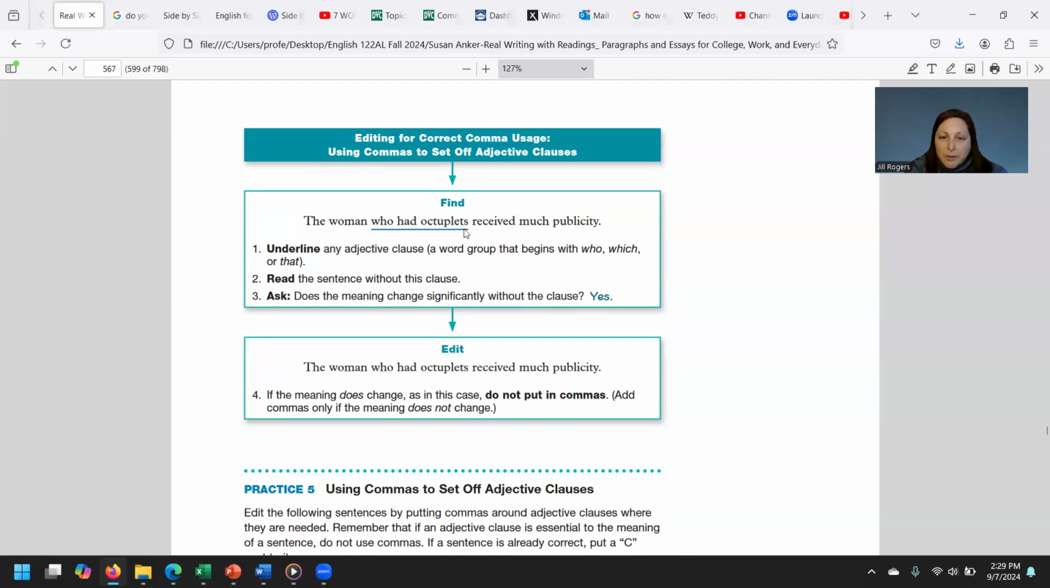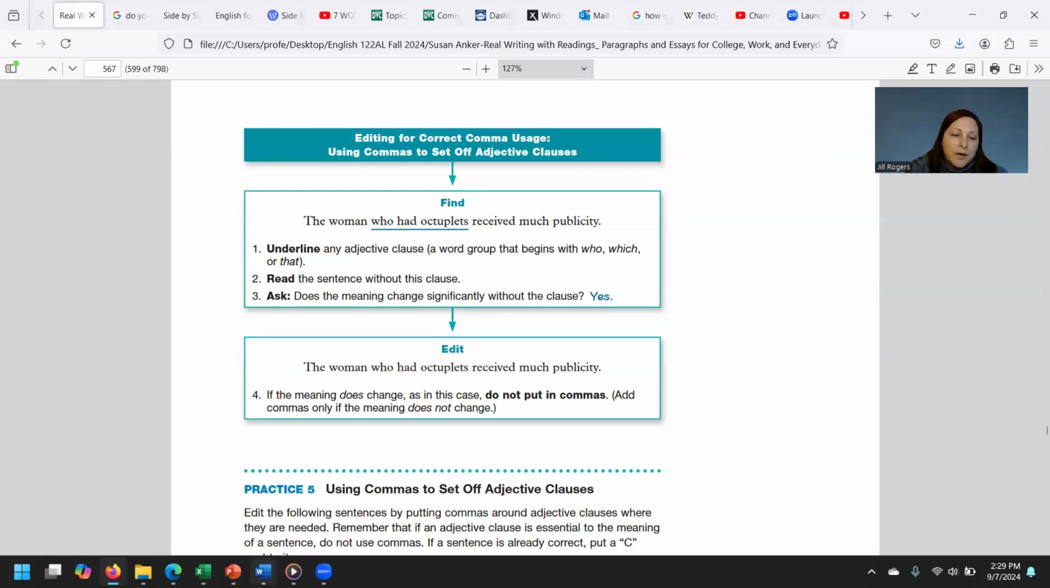In this case, you can see octuplets received, right? Because received is not describing, it's a verb, right? So the adjective clause is describing a noun. Okay. Read the sentence without the clause. The woman received much publicity. Oh, that doesn't make sense, because it's the specific woman who received much publicity, the octomom, right? Okay, so we do not need to put commas in because this is essential to the meaning of the sentence.